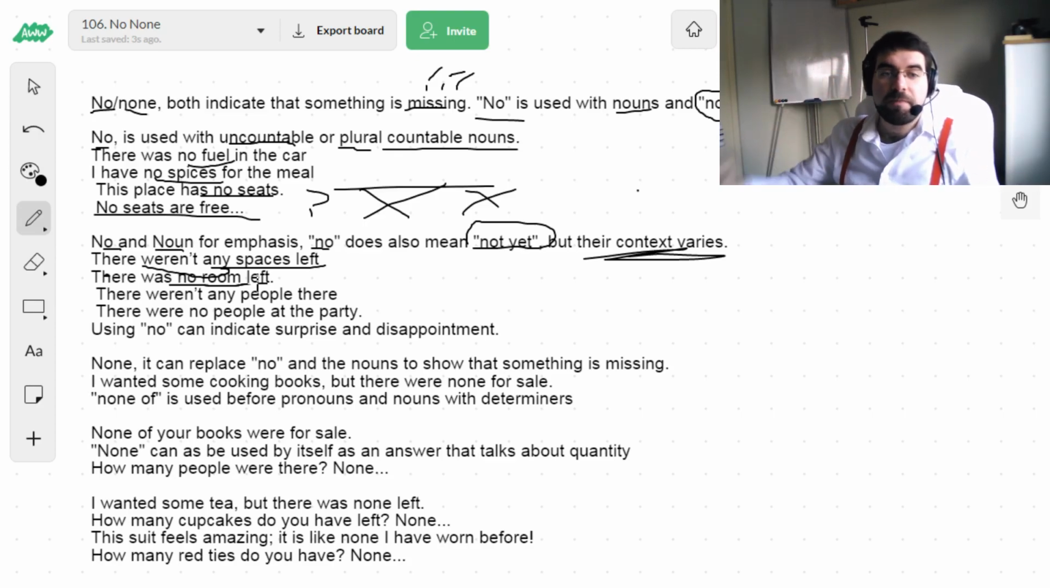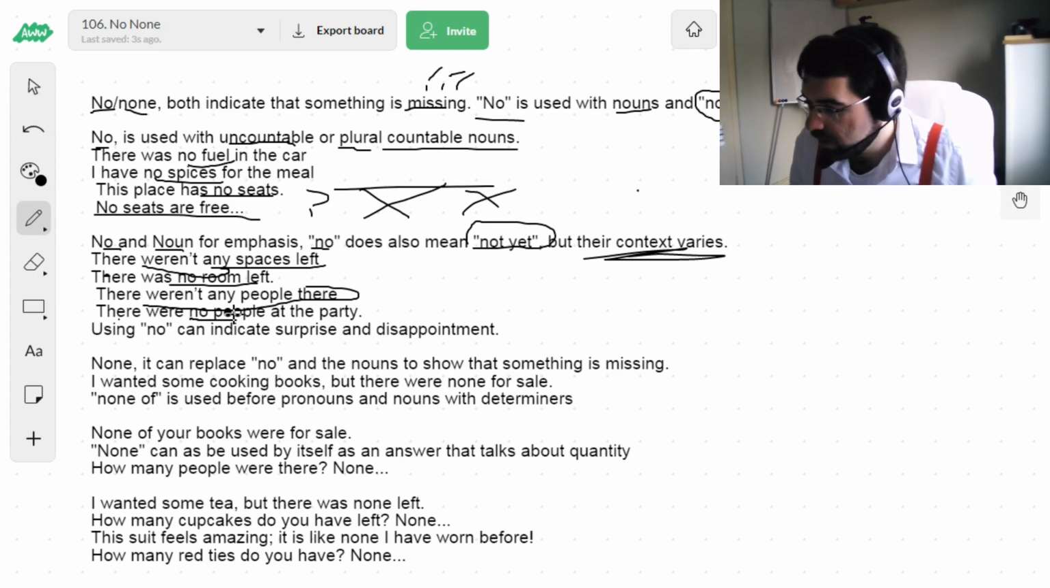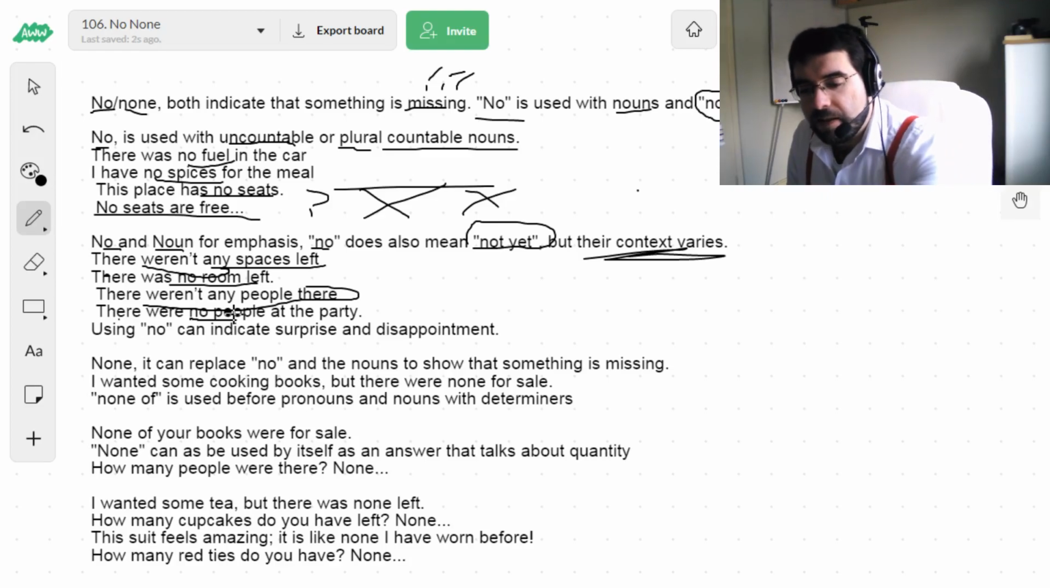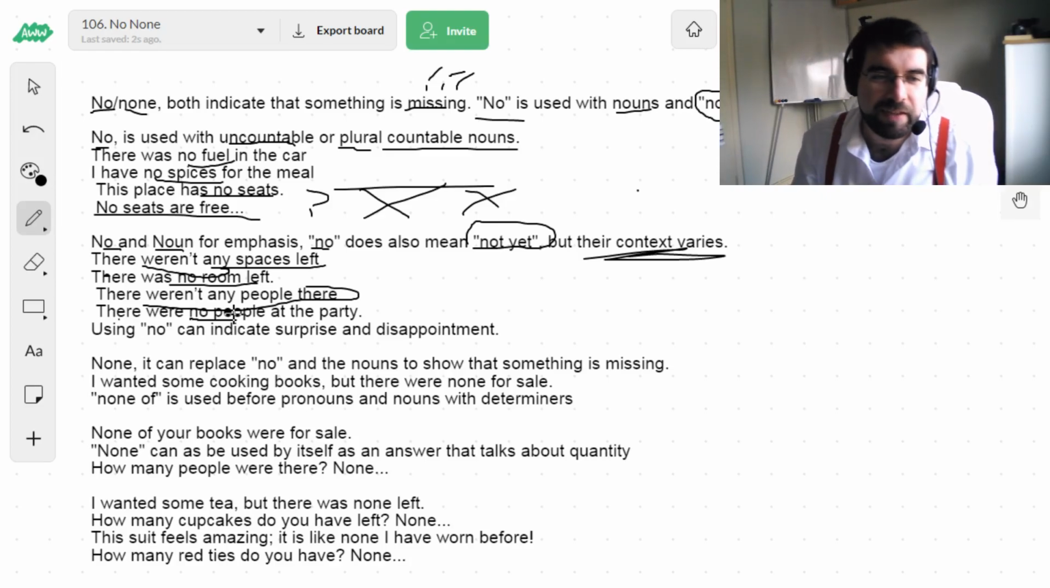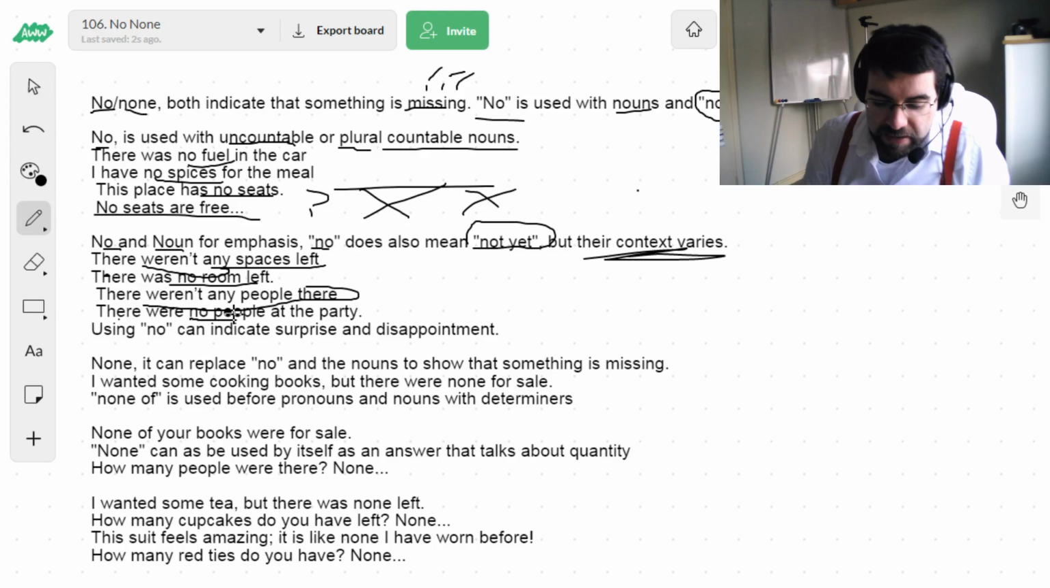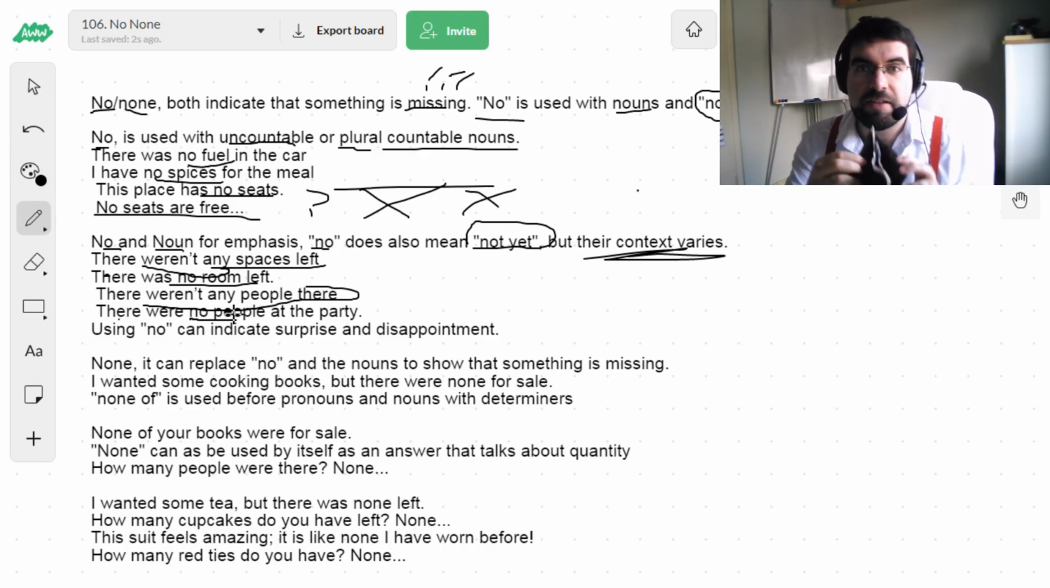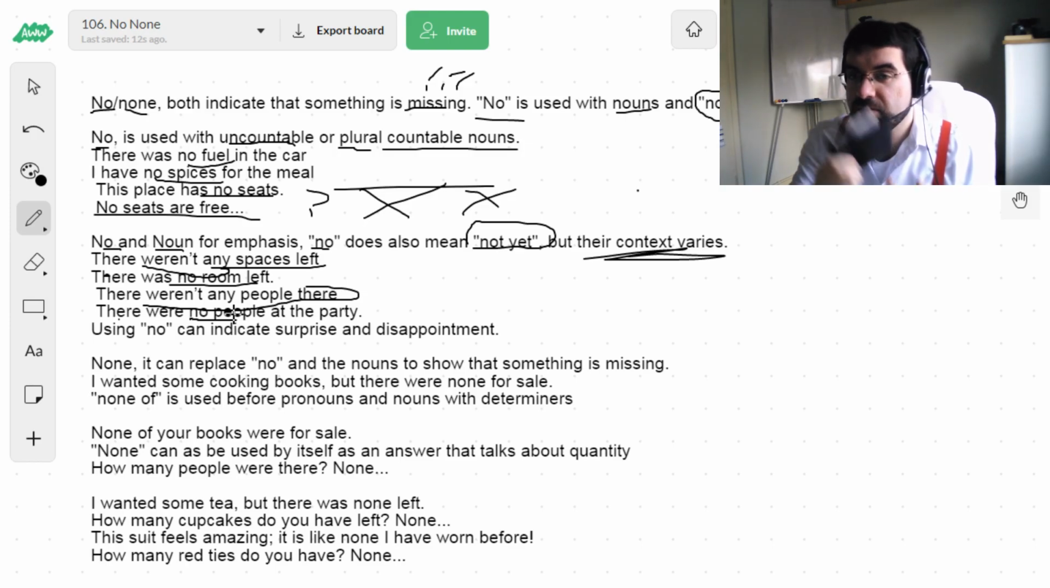Maybe come back later. There weren't any people there. There's no one was there with the noun. People, no one was there. Meaning there were no people at the party. No people at the party. Then you could say, let's think. It's not a very nice one. Here's a wallet. There isn't any money. Well, in this case, there is. There is no money in the wallet. But there always is. Different story.